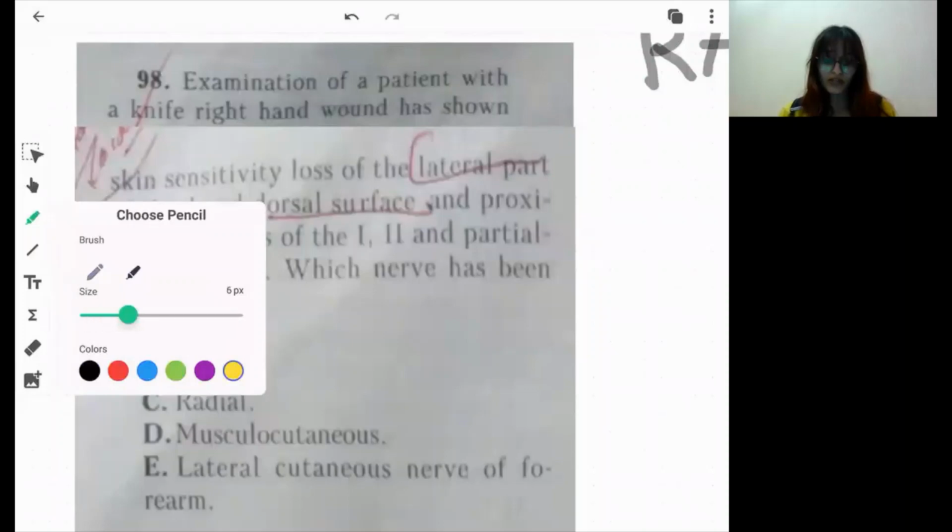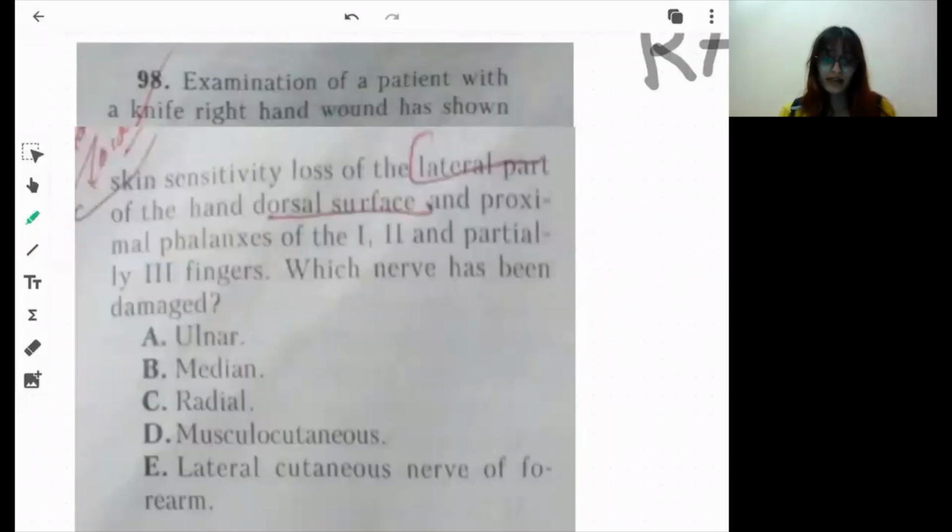So in this question, they are saying that in the right hand, the sensitivity is lost in the lateral part of the hand and on the dorsal surface, and also the proximal phalanx of the first, second, and partially third fingers. Which nerve has been damaged?